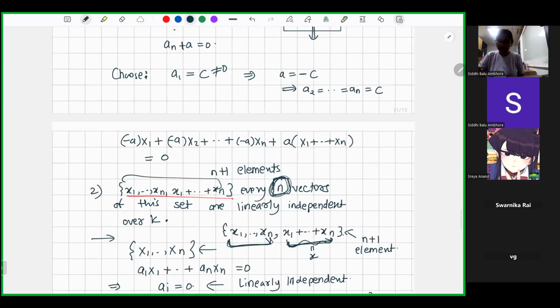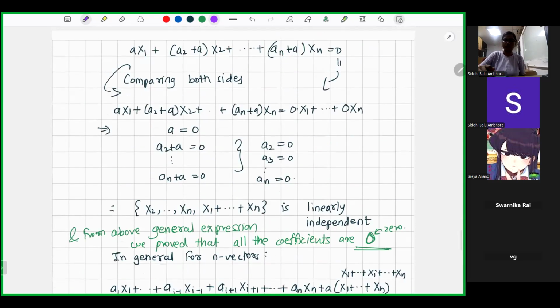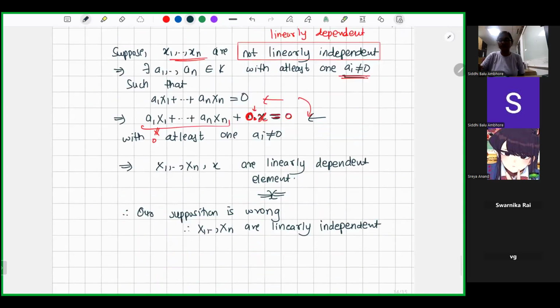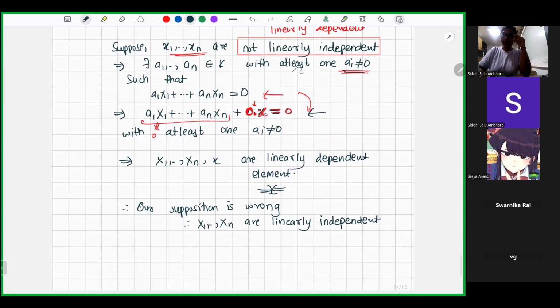In the definition also, when I wrote it, I was just confused. Let me mark this: this is always 0. The combination here also is 0, but the coefficient is non-zero. For independence the coefficients must be 0. For dependence at least one of them must be non-zero. Here also I wrote at least one of them is non-zero.